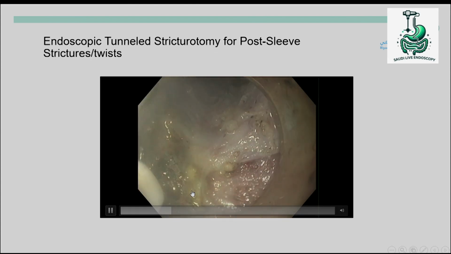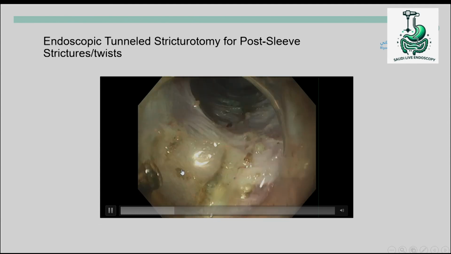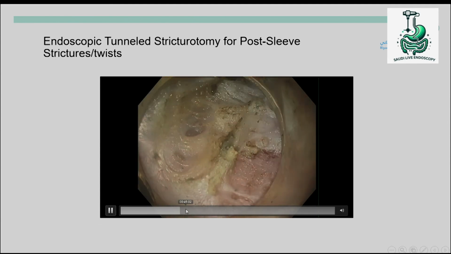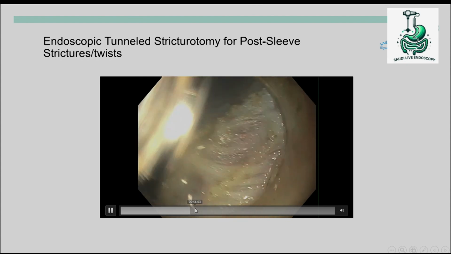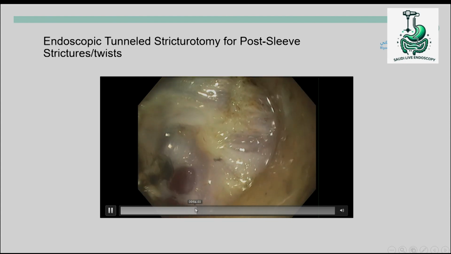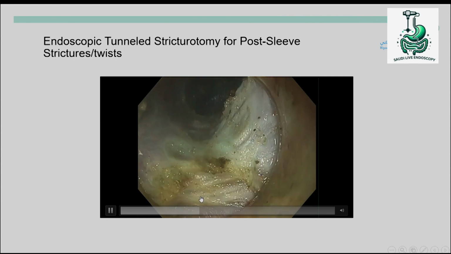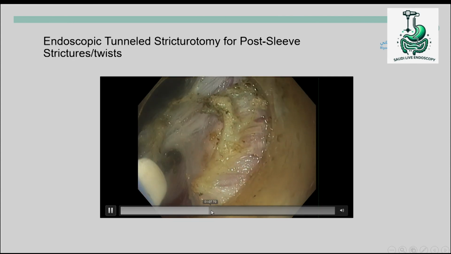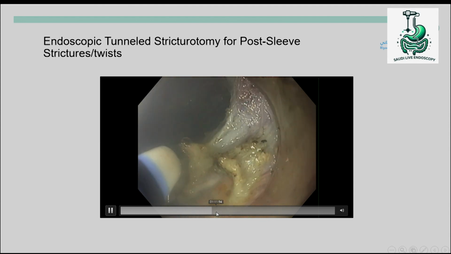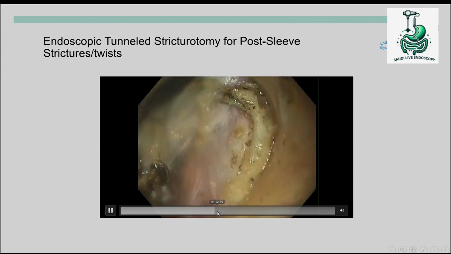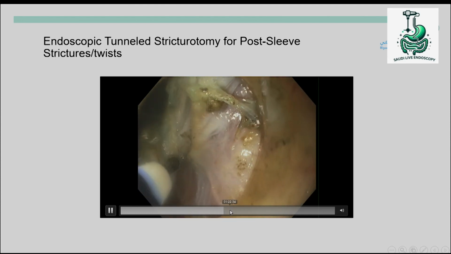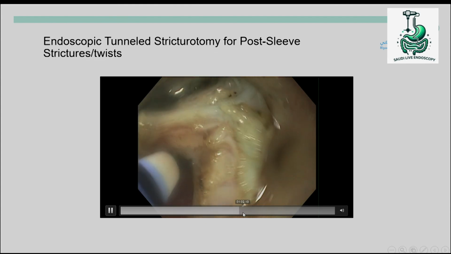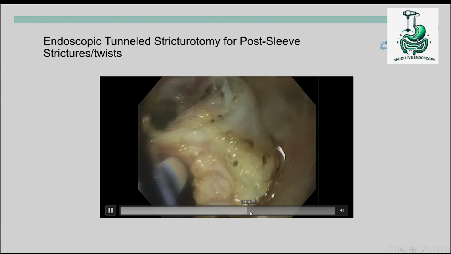Once you do the tunnel, you start dissecting through the muscle. You see the intense fibrosis now because of the suturing. Initially we try to be careful not to pierce the serosa. You can see the serosa here, but I think it really doesn't make a difference as long as you close your entry site very well. So here we're doing the stricturotomy. You're cutting the muscle with the fibrosis. So you see here now we're full thickness.